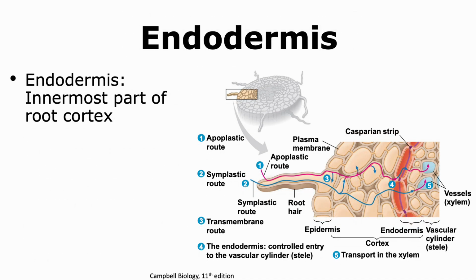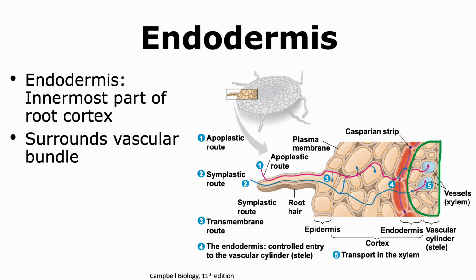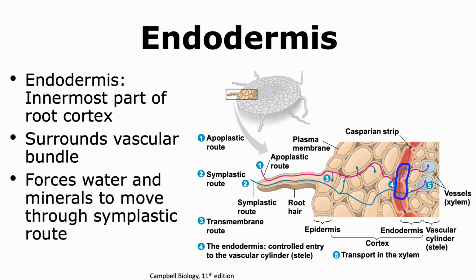The endodermis is the innermost part of the root cortex and surrounds the vascular bundle. It forces the water and minerals to move through the symplastic route and does not allow them to move through the apoplastic route.